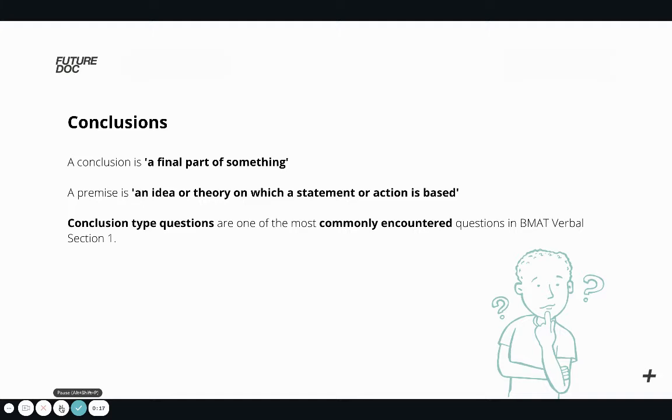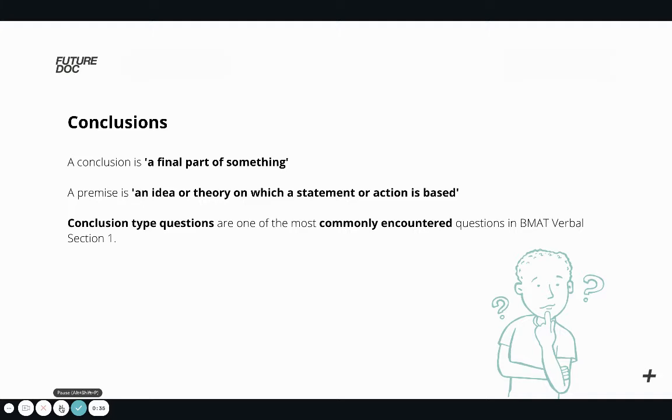In the verbal overview, we already agreed on a definition for conclusions. A conclusion is a final part of something. A conclusion is supported by premises, and just to remind you, a premise is an idea or theory on which a statement or action is based.